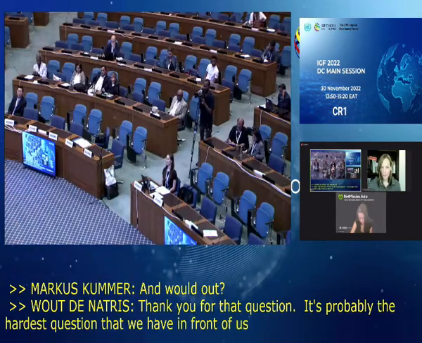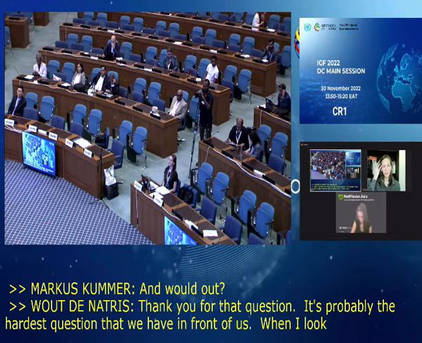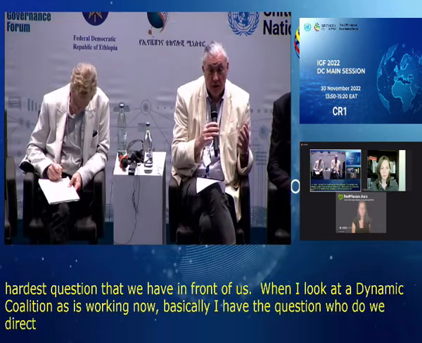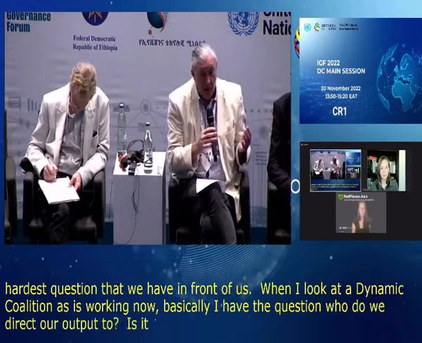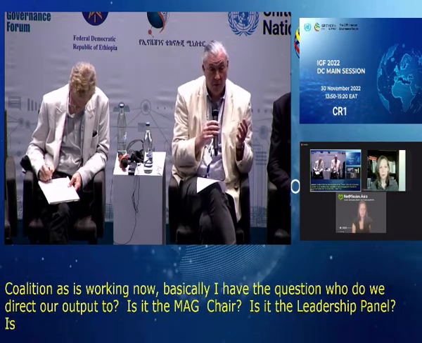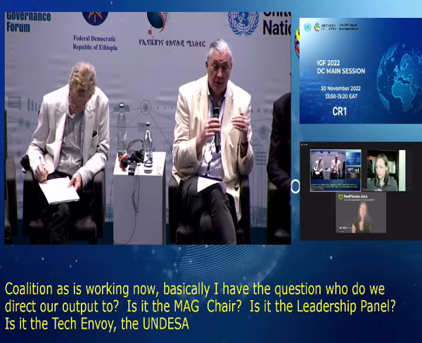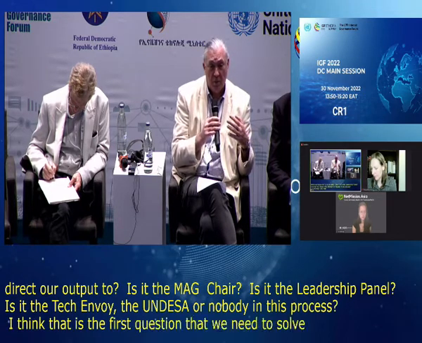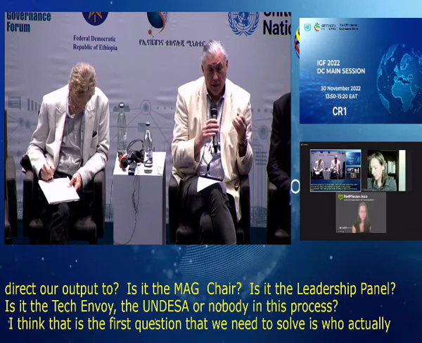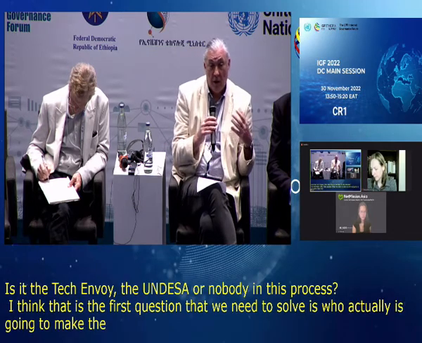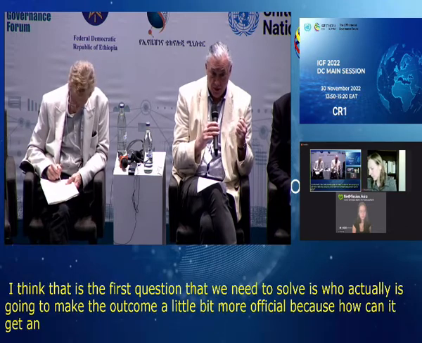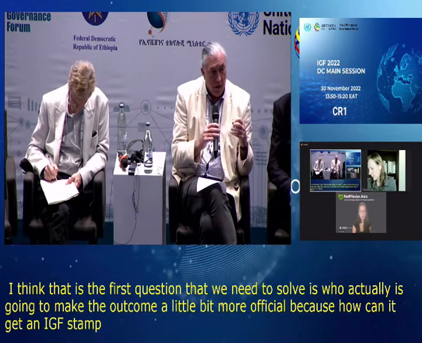When I look at the dynamic coalition as it's working now, basically I have the question, who do we direct our output to? Is it not the MAC chair? Is it the leadership panel? We don't know yet. Is it the tech envoy? Is it UNDESA? Or nobody in this process? And I think that is the first question that we need to solve, is who actually is going to make the outcome a little bit more official. Because how can it get an IGF stamp on front of the report that the coalition is writing?